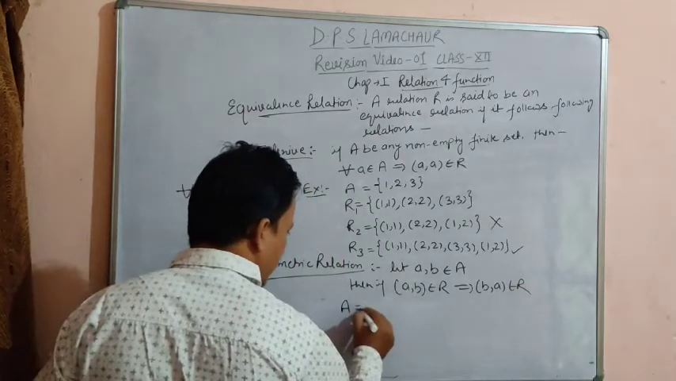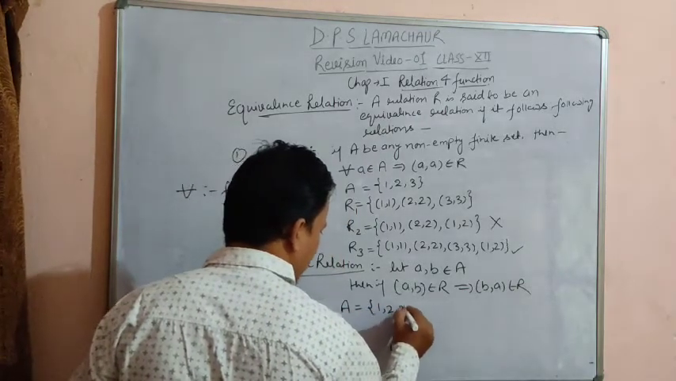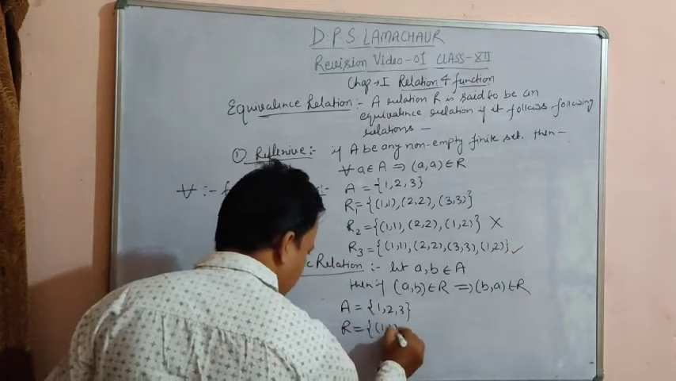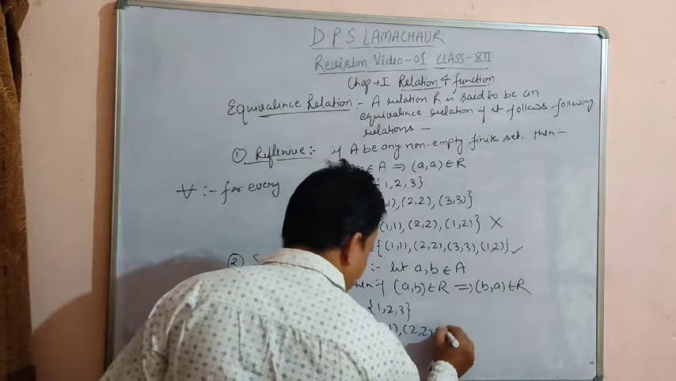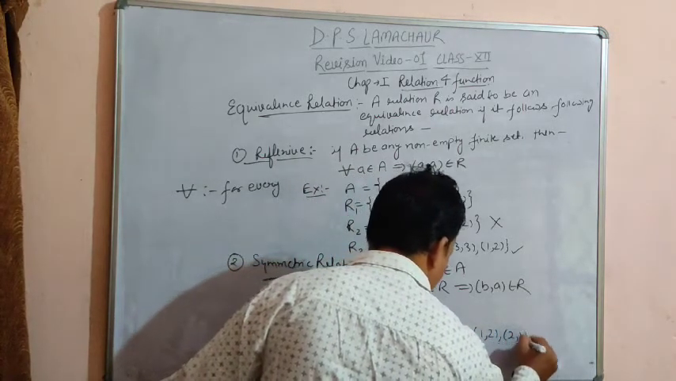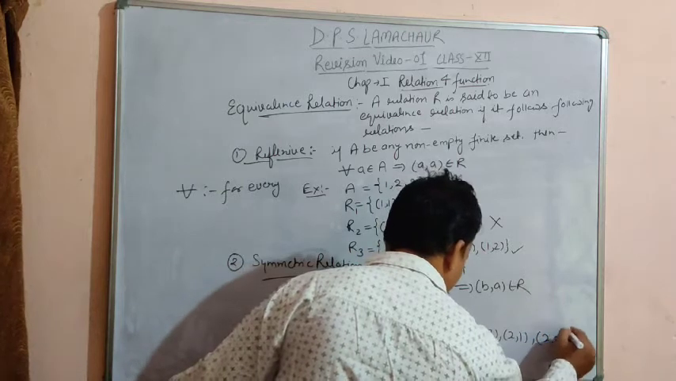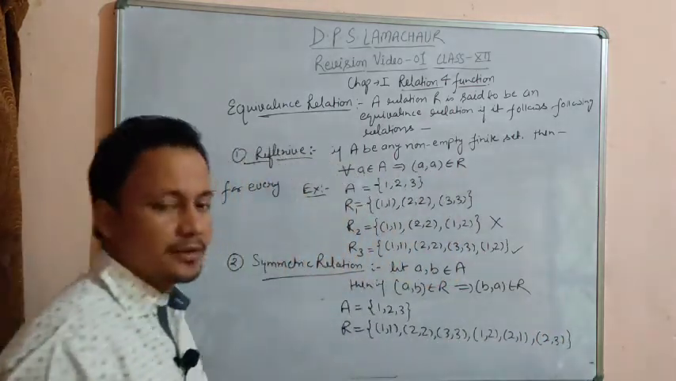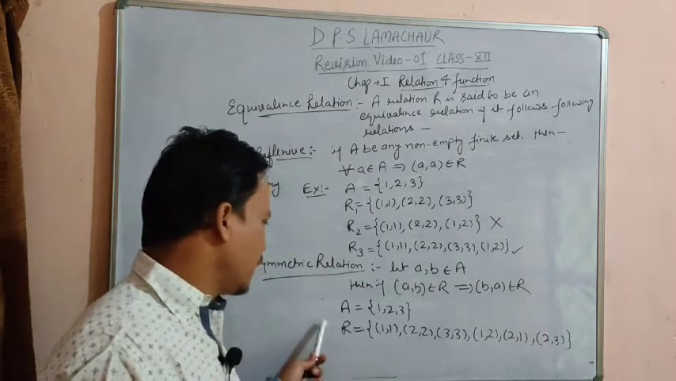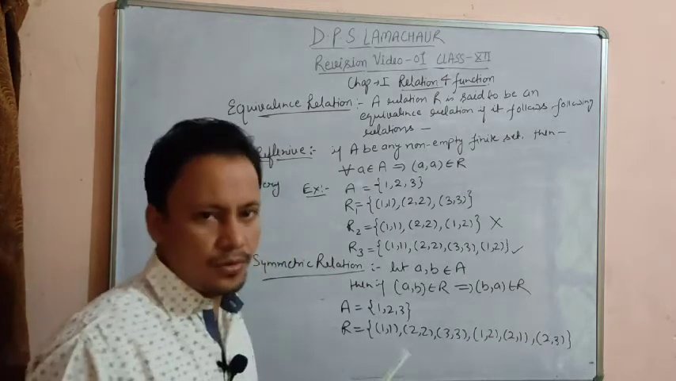Suppose A is any set containing the elements 1, 2, 3, and a relation containing 1 comma 1, 2 comma 2, 3 comma 3, 1 2, 2 1, 2 3. What about this relation?